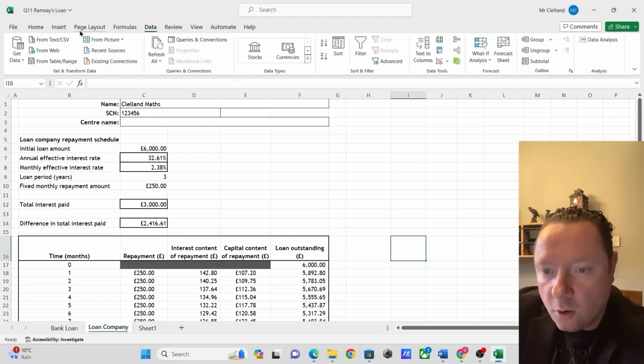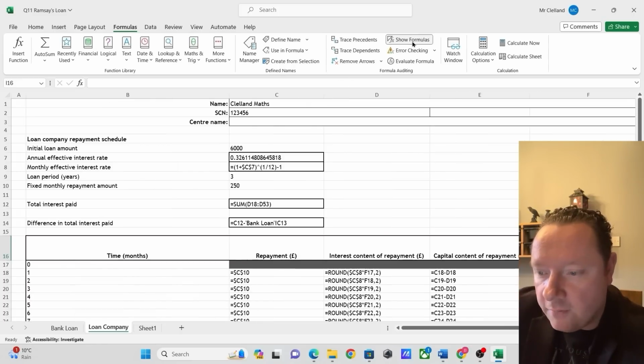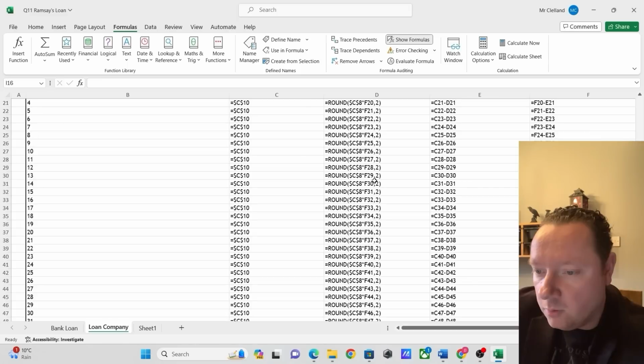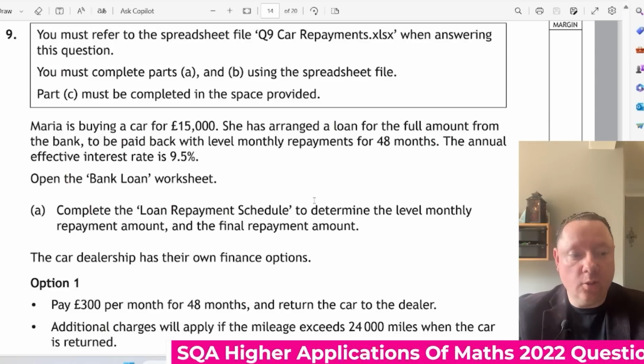So you go to Formula, you go to Show Formulas, and then you would go and print that again as well, so that you can see all the formulas that you've put in. And that's us done. Next we have Accumulation Maths 2022 question 9.